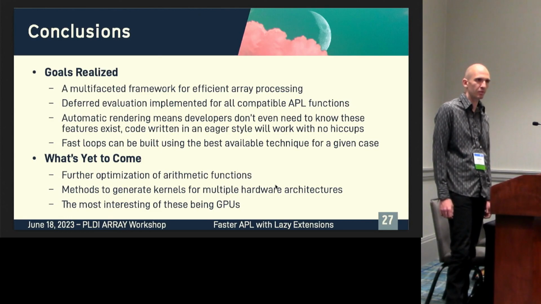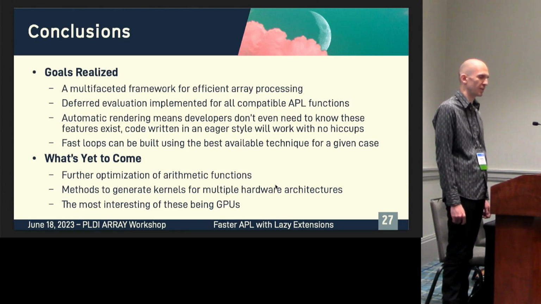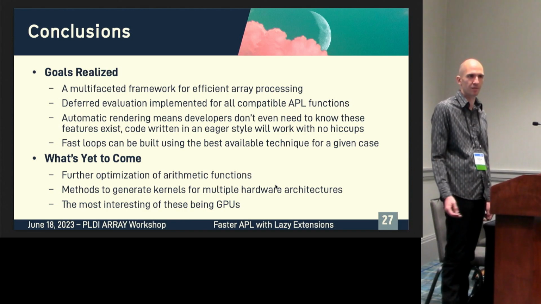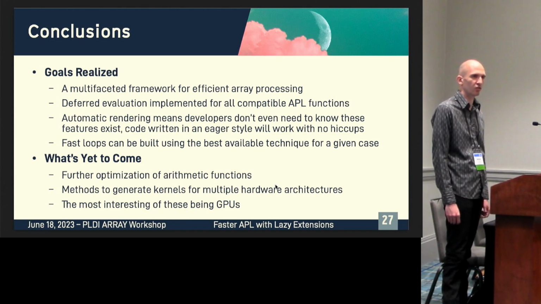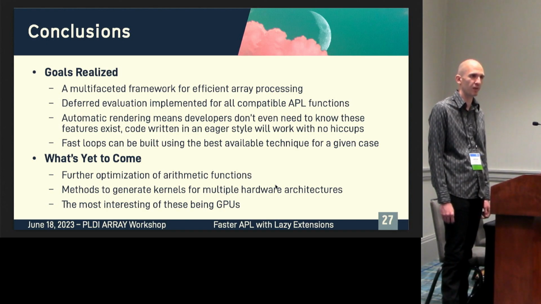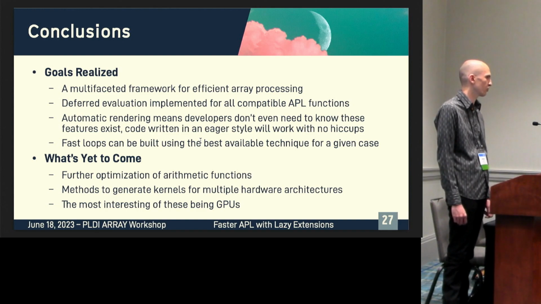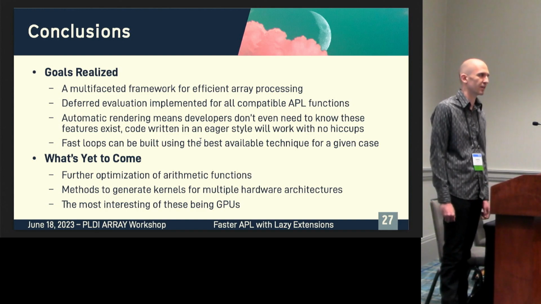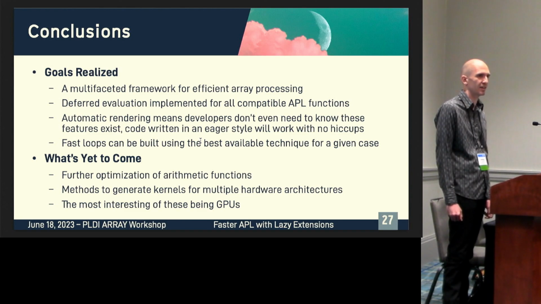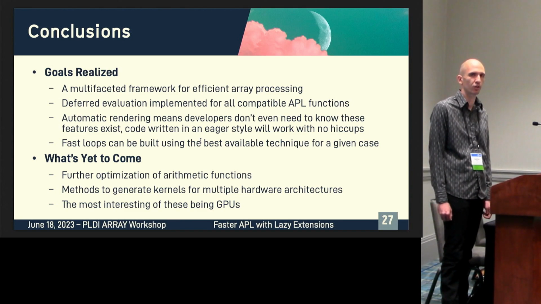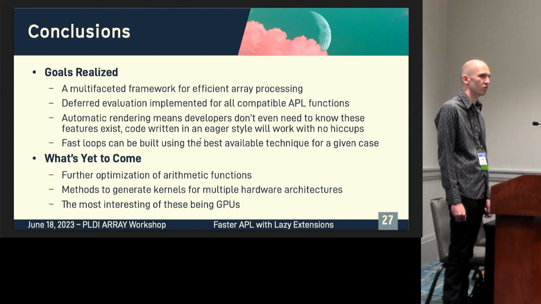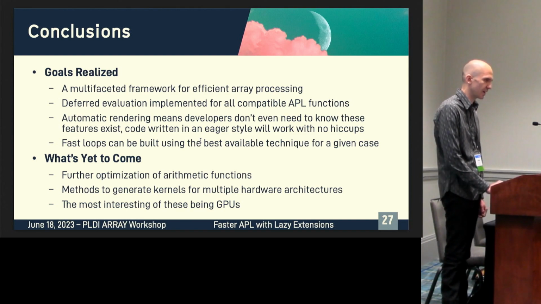So to wrap things up, my goal of a faster APL implementation was realized. I created a framework for array processing where you can choose the fastest method of doing a given operation, and the slower methods act as fallbacks when the faster ones aren't applicable. And the automatic rendering behavior means that April developers don't even need to know how the system works. They can write in a traditionally eager style, and it will work. Once they start learning about the lazy features, they can begin to incorporate those using notation like that bow tie to avoid rendering when it's not necessary.